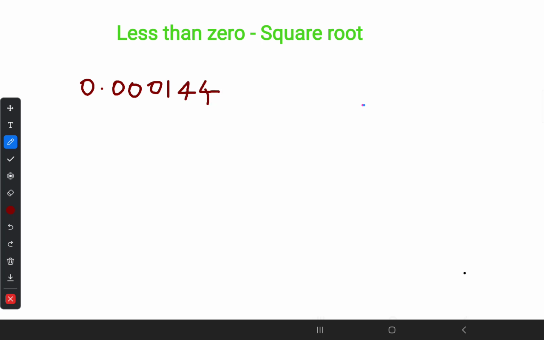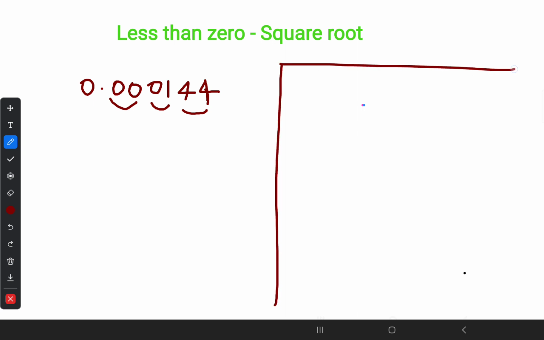So if we have 0.0000144, let's see how to do this question. Let's make them into pairs. This is a pair, this is another pair, this is another pair. 0 is a lonely one. 0.00 and 0144. First of all, it's 0 times 0, 0.